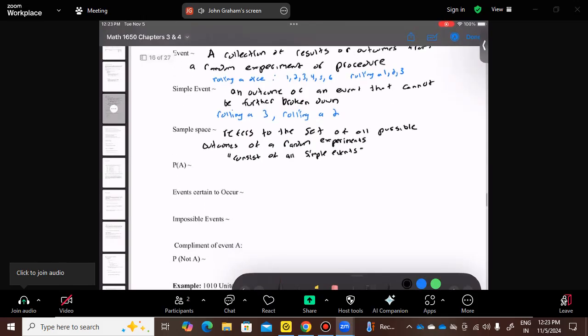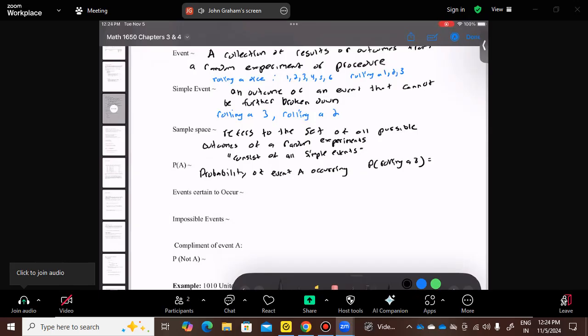Okay. Now some notation. P of A means the probability of event A occurring. So for instance, the probability of rolling a 3. It's going to have some value that's going to be written as a percentage, a decimal, or even a fraction.